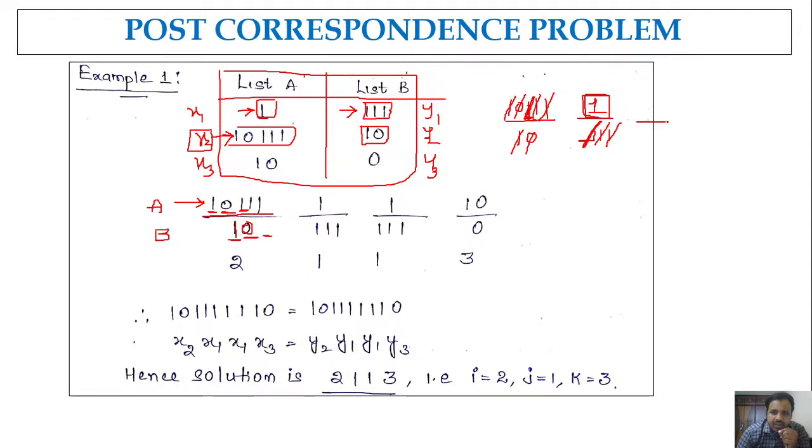Now what we have to do is again select a string in both the numerator and denominator parts, that means from list A and list B, such that we get a matching sequence of symbols. If I take here, I am having 1. So when you select the next string in the denominator part, from B, it must have a 1.